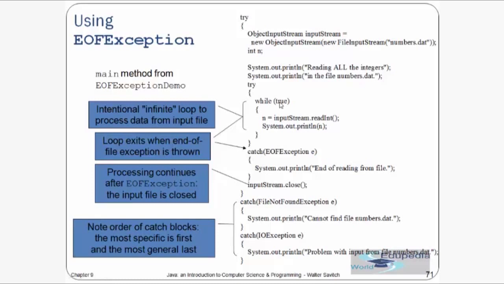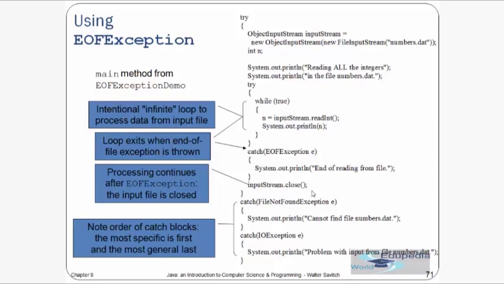Even if the end of file is reached, it will keep on reading. But since the end of file has been reached, when it tries to read with inputStream.read, it will throw an exception which is EOFException, end of file exception. Now we have placed a catch block to handle this end of file exception. Inside the catch block, we're just printing end of reading from file, and once it has ended, we are closing the input stream.